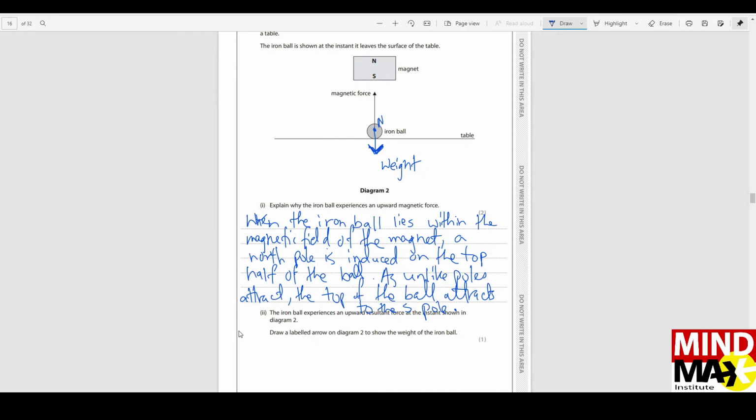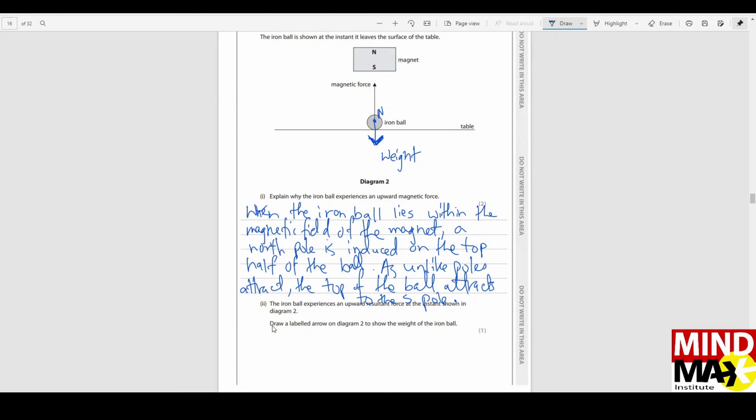That means your weight has to be represented by an arrow which is smaller in length as compared to the magnetic force. Why? Because the upward force has to be more. And we know that a vector is represented by its direction as well as the size of the length. So if the length is more, that means the value is more. If the length is small, that means the value is less. So because the magnetic force is larger in value, its length should be more. And because the weight is smaller in value, its length should be less.